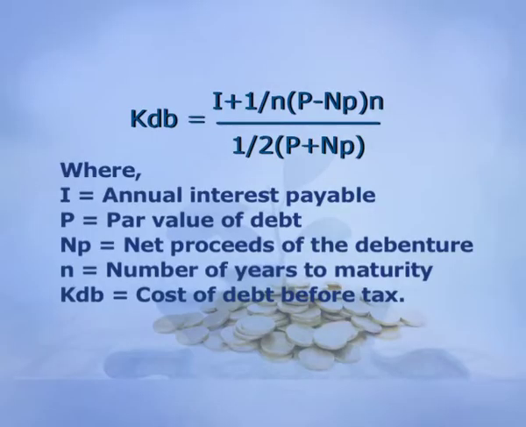Now, let us move on to the next topic, that is cost of perpetual debt and redeemable debt. The cost of perpetual debt is the rate of interest specified at the time of incurring debt or issuing the debentures, while cost of redeemable debt is calculated by the formula KDB is equal to [I plus (1 upon n) multiplied by (P minus NP)] divided by [1 divided by 2 multiplied by (P plus NP)], where I is annual interest payable, P is par value of debt, NP is net proceeds of the debenture, small n is number of years to maturity, KDB is cost of debt before tax.